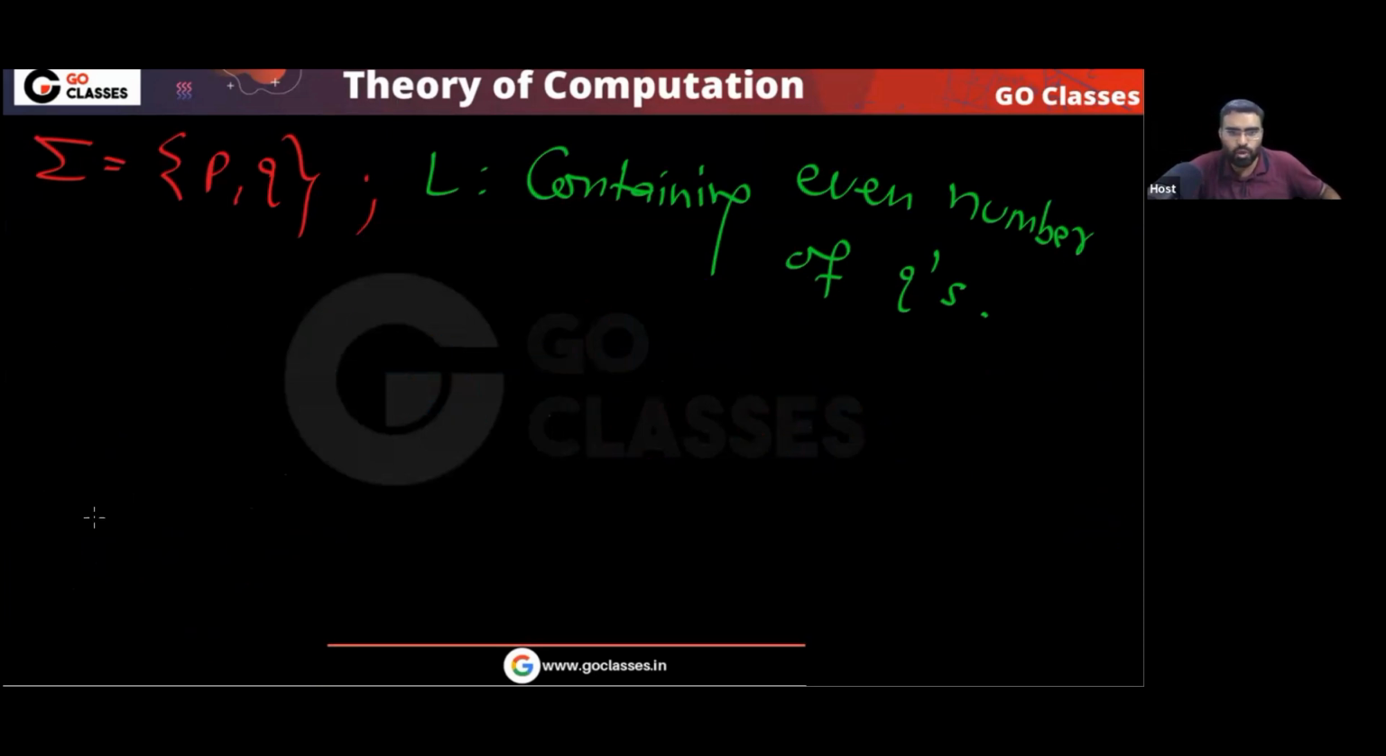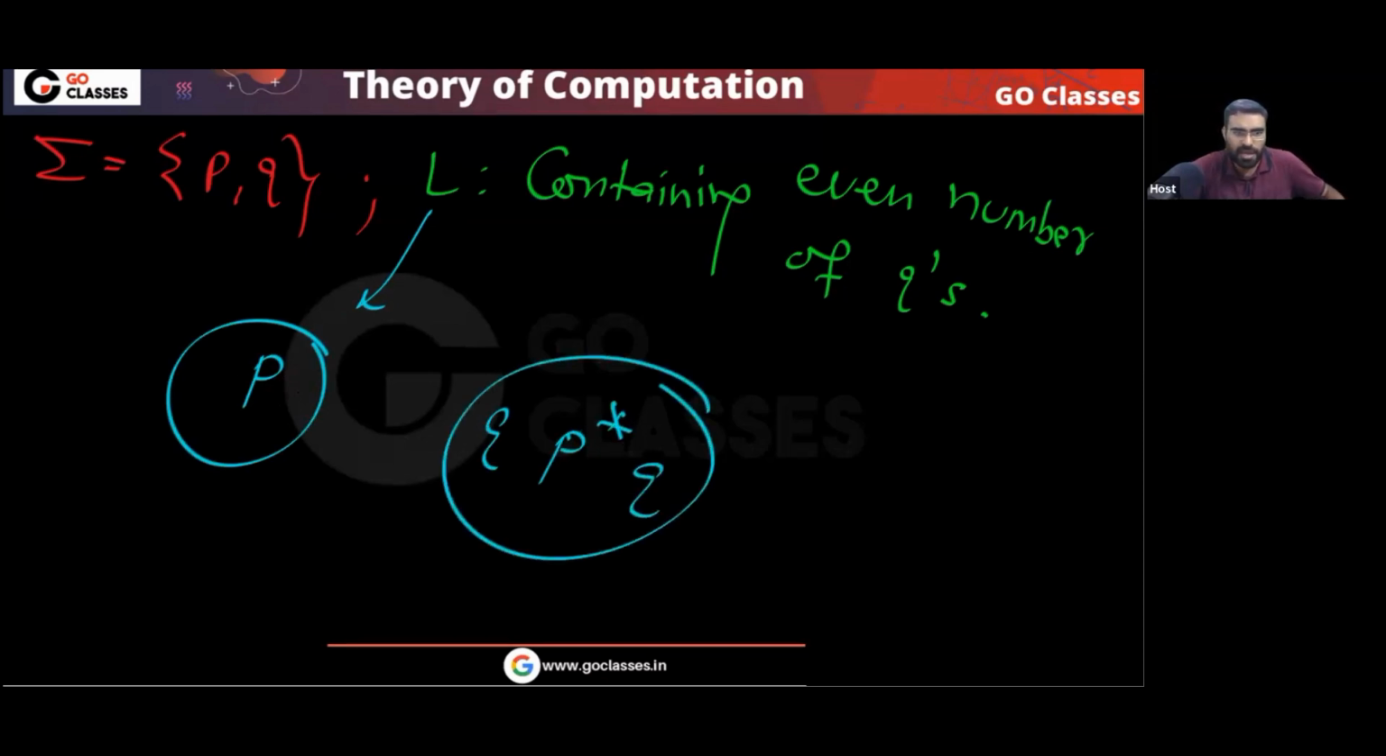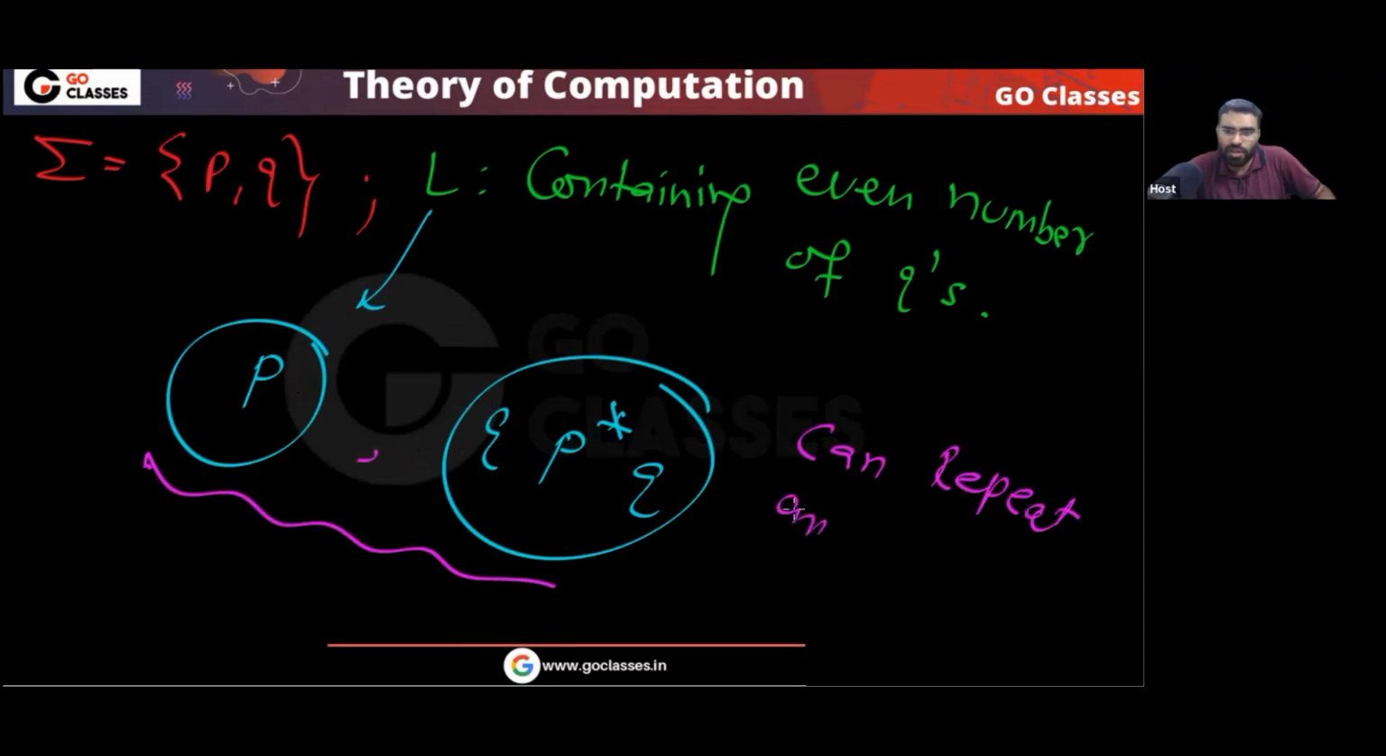Understood? These two people can repeat any number of times. So what is happening in this language? In this language, this person and also this person, these two people can repeat any number of times in any order.